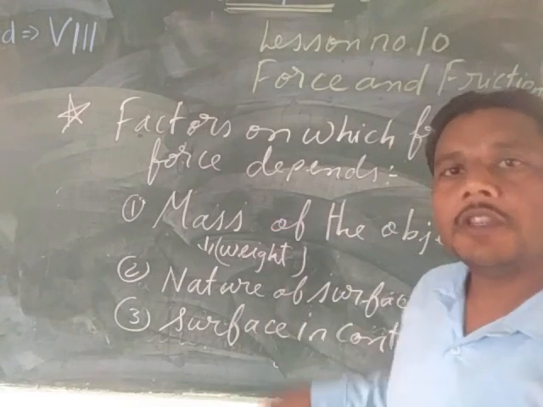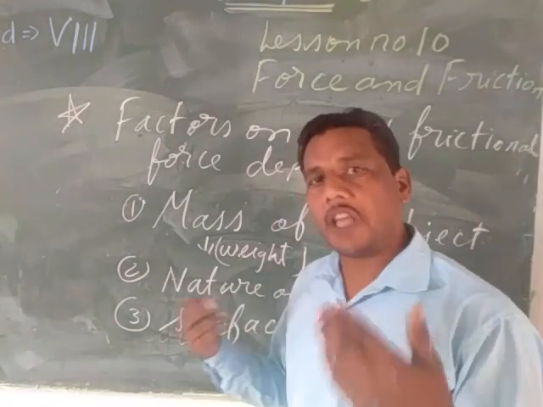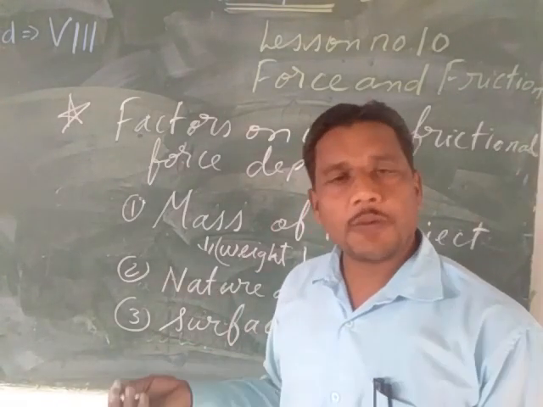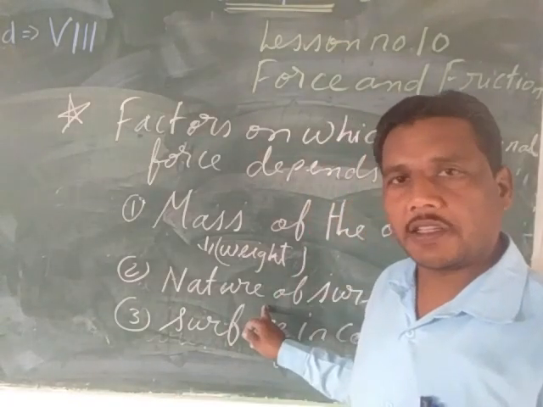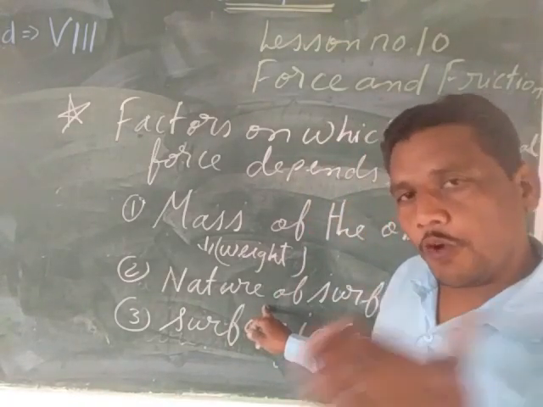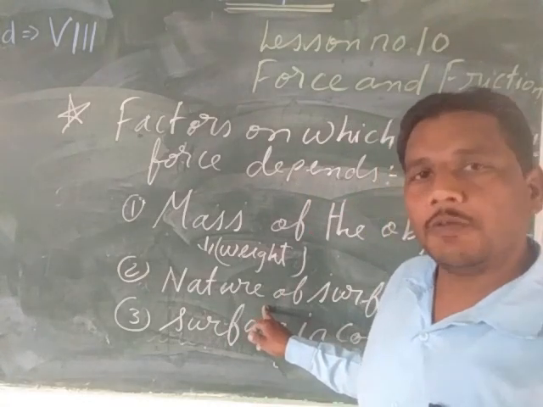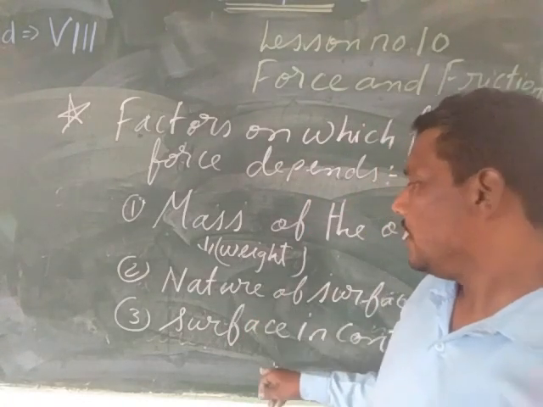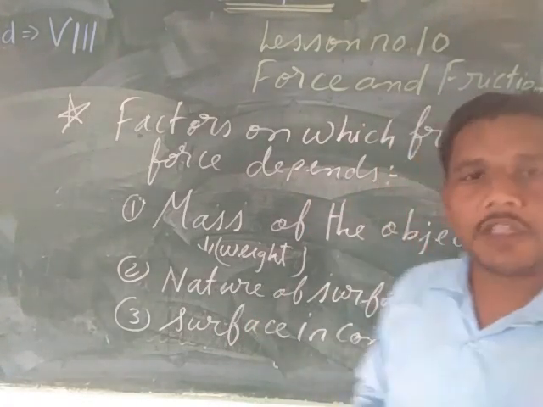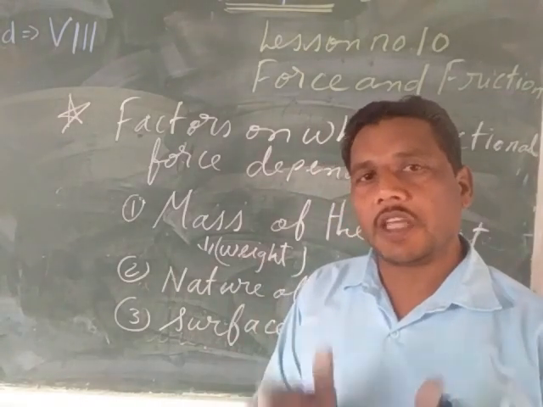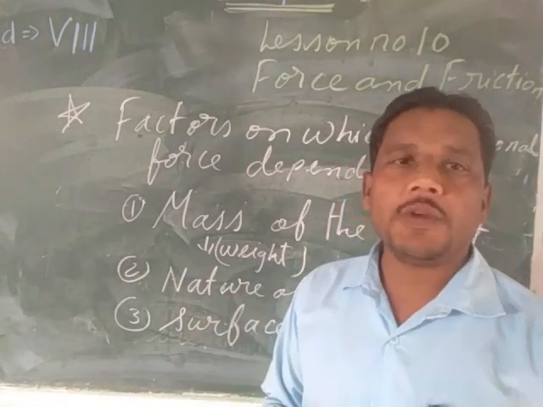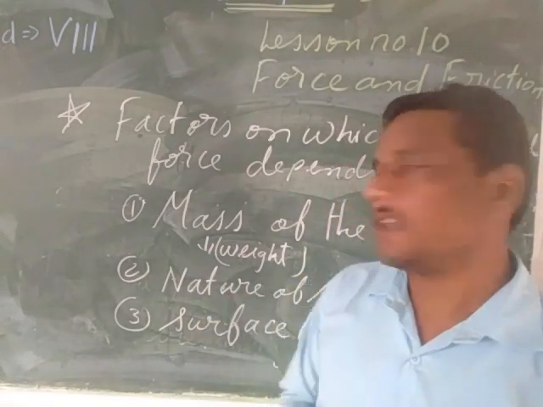Nature of surface. Suppose the surface is rough, more frictional force will act. Suppose the surface is smooth, less frictional force will act. Then surface in contact. Suppose the surface is more in contact, more frictional force. Suppose there is less surface in contact, less frictional force.